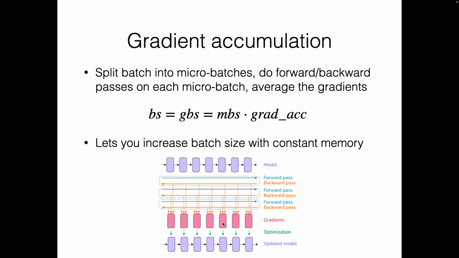Let's take a look at the visualization. As I'm talking, it's hard to process the visualization. Okay, so here I think what they're showing is they have 3 different micro batches. And it's just visualizing doing the first micro batch, the second, the third, and then averaging the gradients and doing the optimization step.